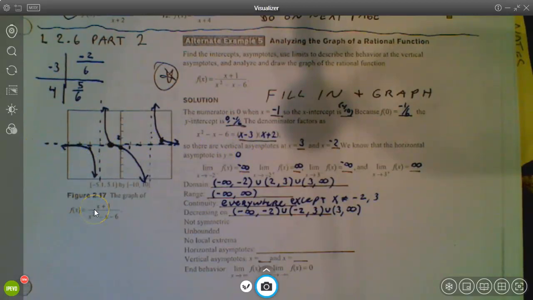So now we have all this great information. I would do the rest of this after you graph it. Way easier to identify this information after you've graphed. So let's start looking at the graph. I have the intercepts identified. I have all of my asymptotes identified.